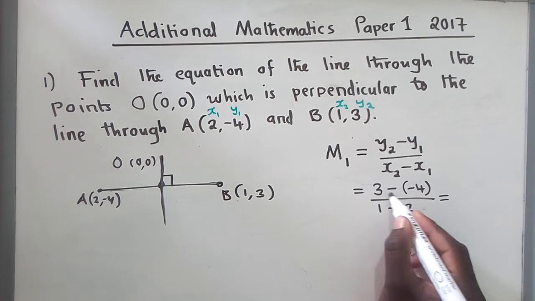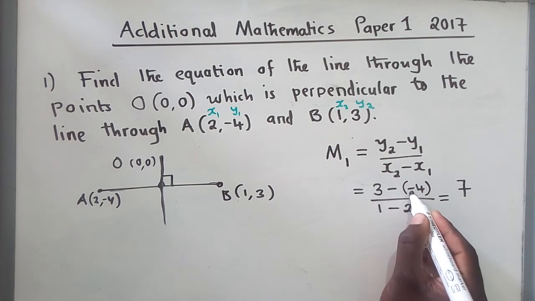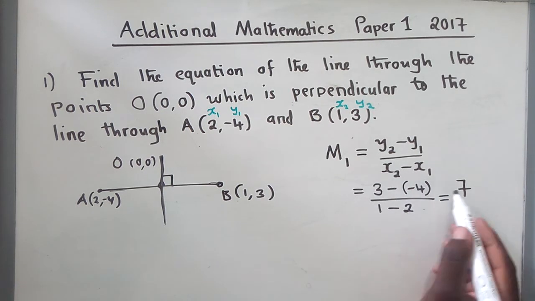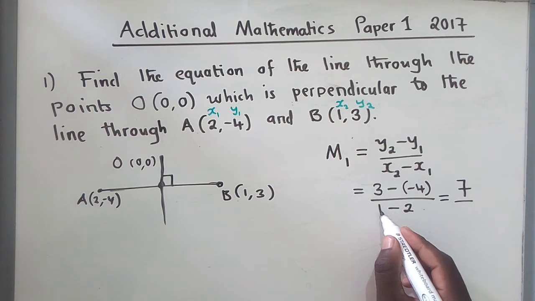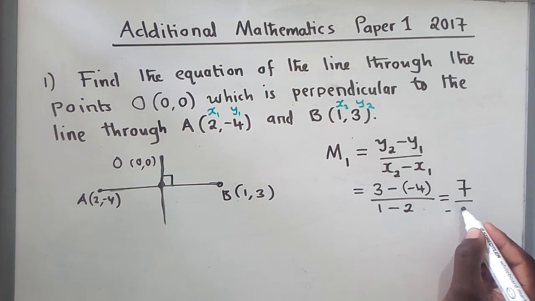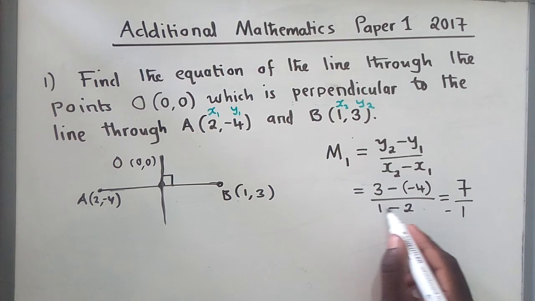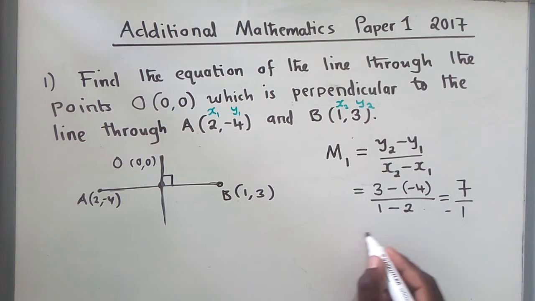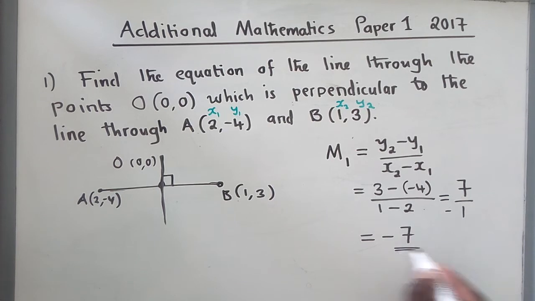So now we can work out things here to give us 7 on top, because negative and negative will be positive. 3 plus 4 will be equal to 7. So here at the bottom it will be -1, when we say 1 minus 2 will be -1, such that our final answer will be equal to -7. So this is our gradient.